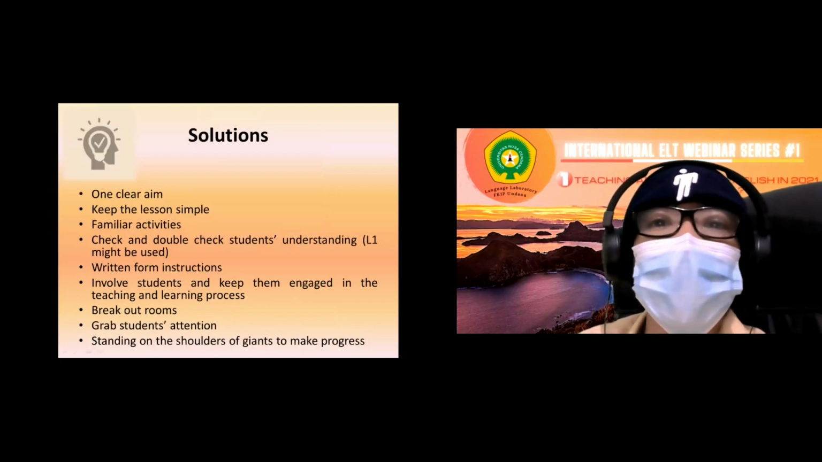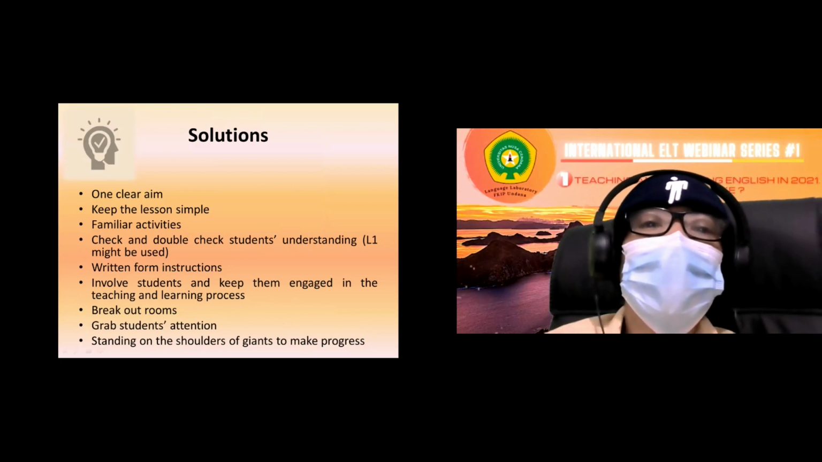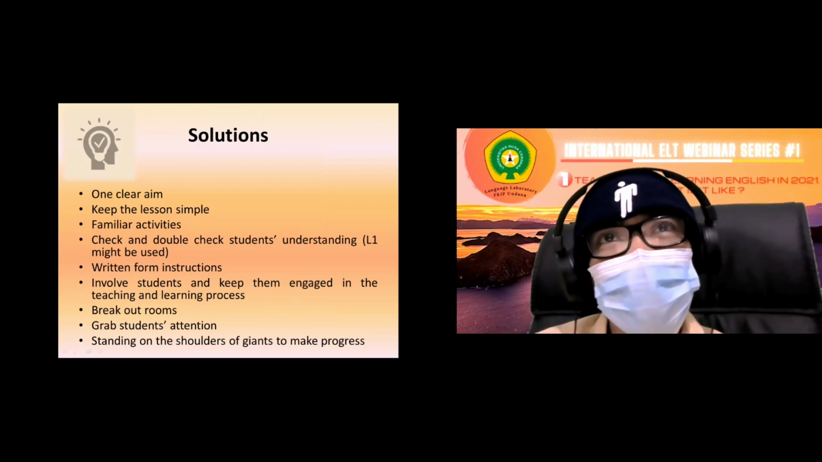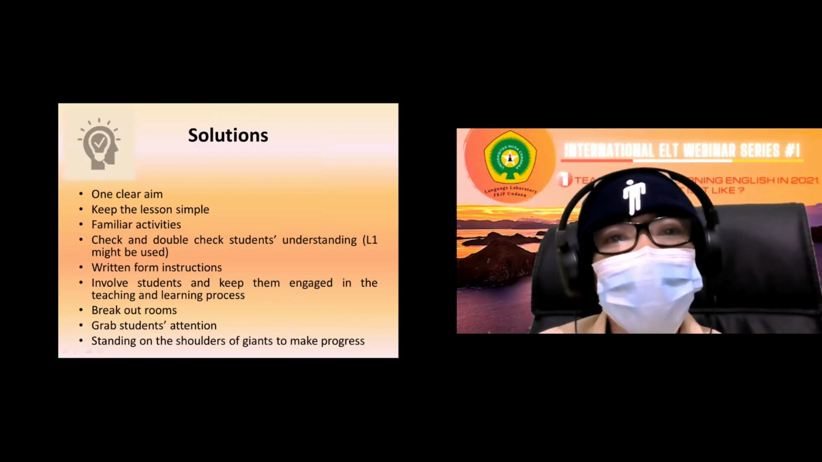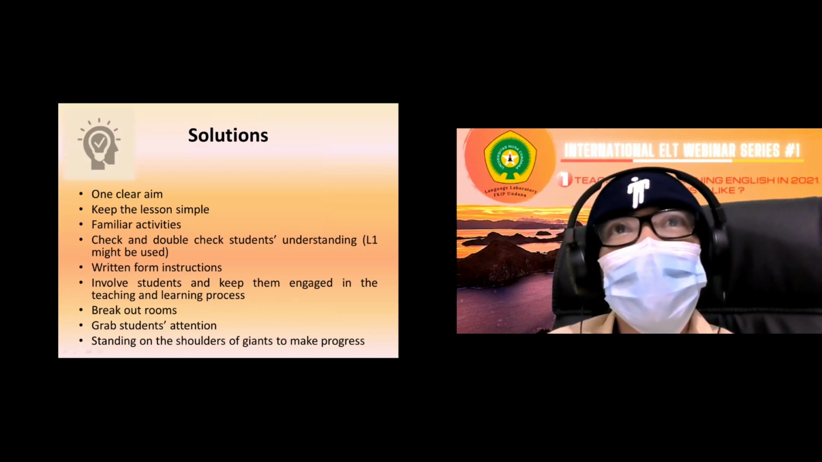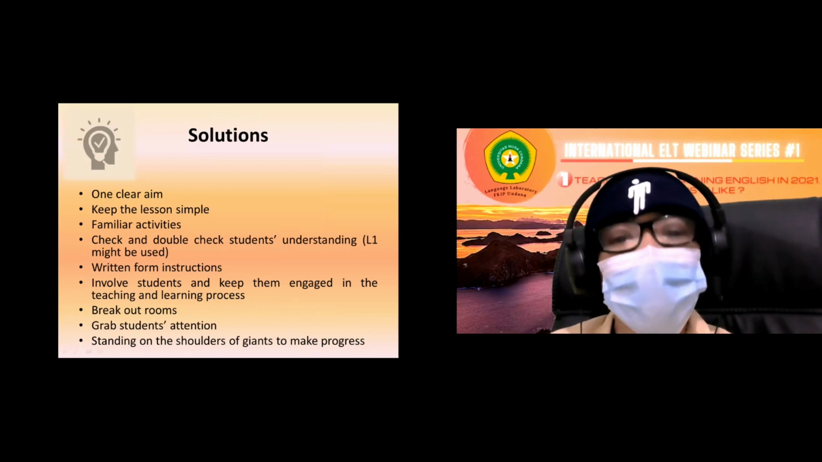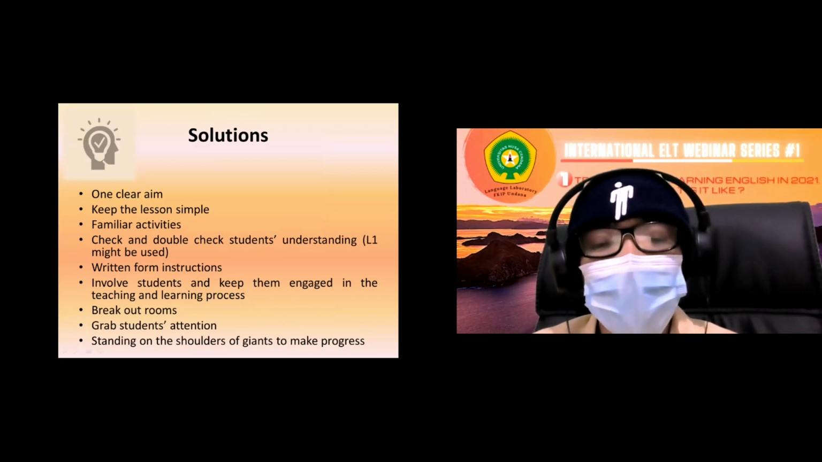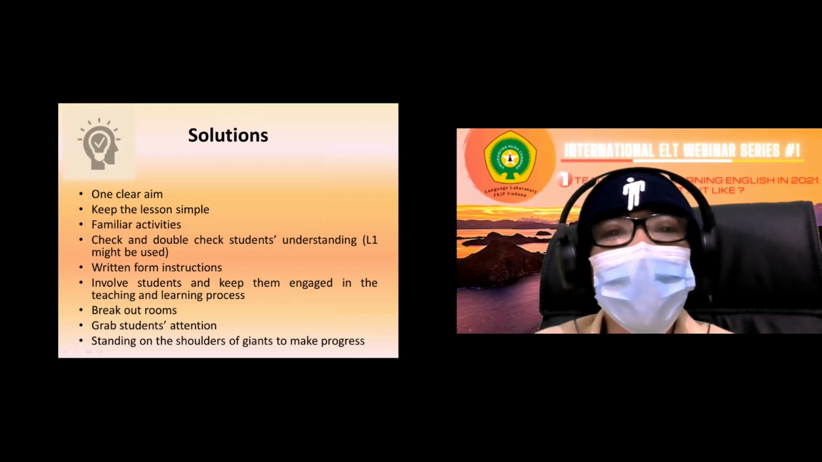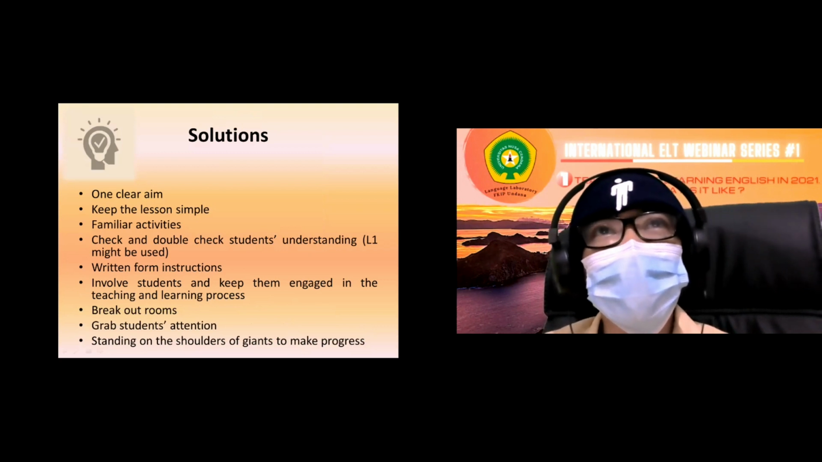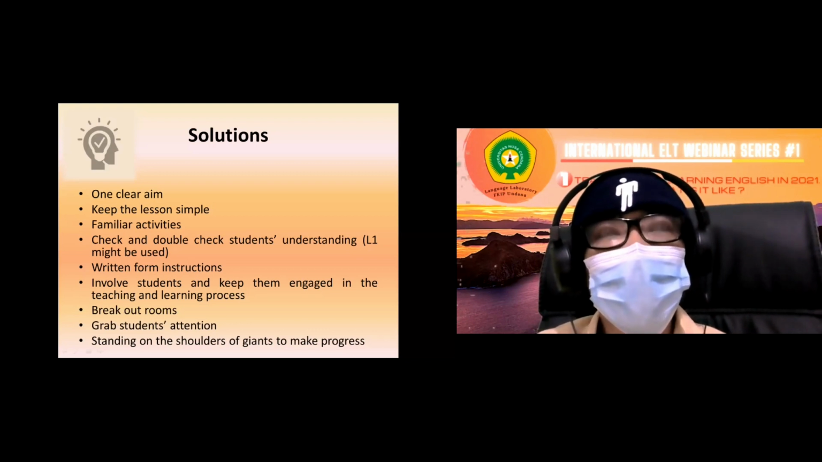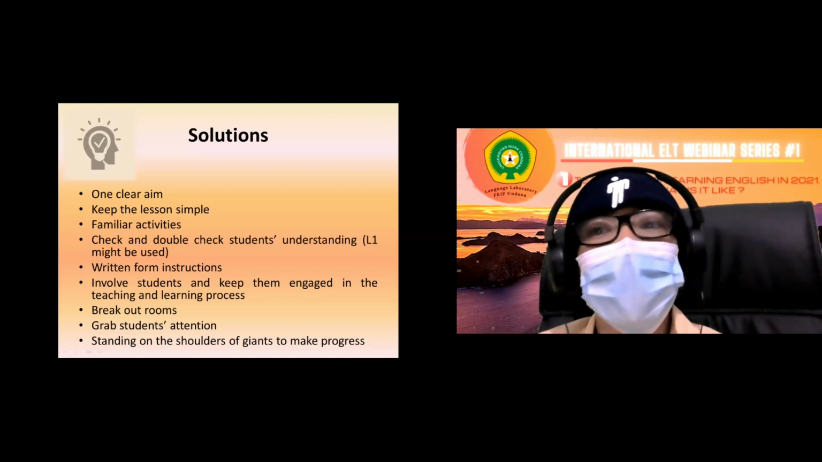I've put several solutions here. The first one is one clear aim. When we are having all offline class, teachers tended to have more than one objective. In the lesson plans, it's stated like by the end of this class, students are expected to be able to use the language in real life. Second one, students are expected to be able to do this, and this. So it's just like having several objectives through one meeting only.